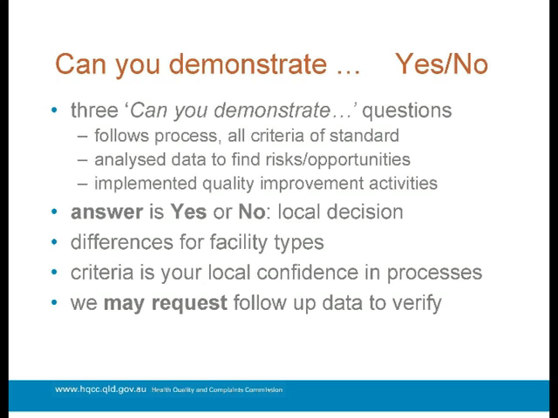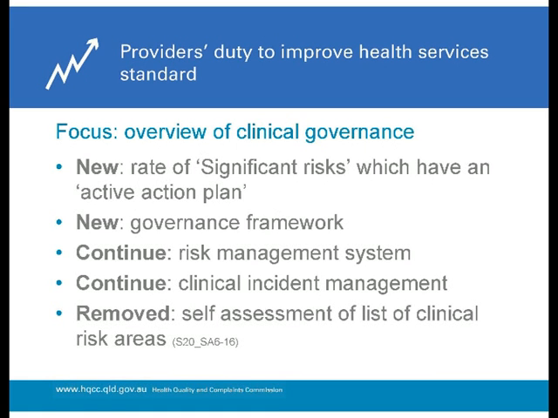These 3 questions follow a pattern. Do you have a process that has covered all criteria of the standard? Have you analysed the data, and have you then, from that analysis of the data, implemented any quality improvements associated with the standard? Talking about the first one is about a rate of the significant risks which have an active action plan.